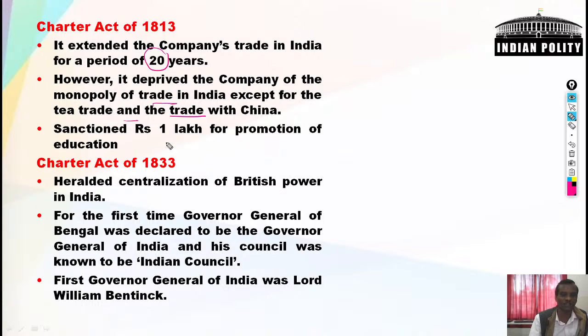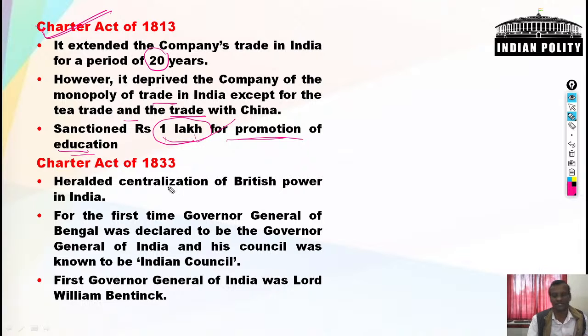मतलब वही गवर्नमेंट सैंक्शन 1 लाख फॉर एजुकेशन, दैट इज इम्पोर्टेंट. In which act 1 lakh rupees was first time sanctioned for promotion of education in India. So that is Charter Act. Okay, Charter Act 1813. So you have to remember 1 lakh for promotion, under which Charter Act 13 में दिया गया था. Okay.